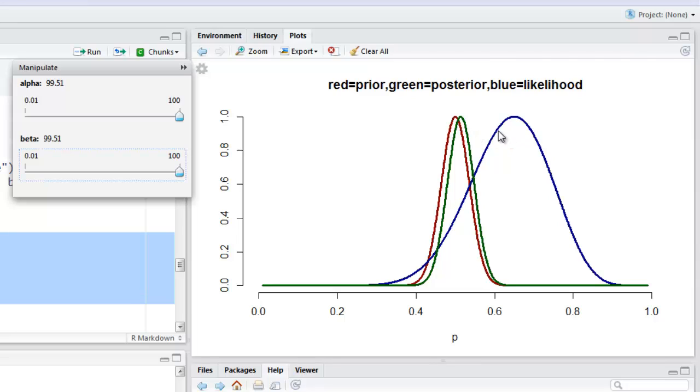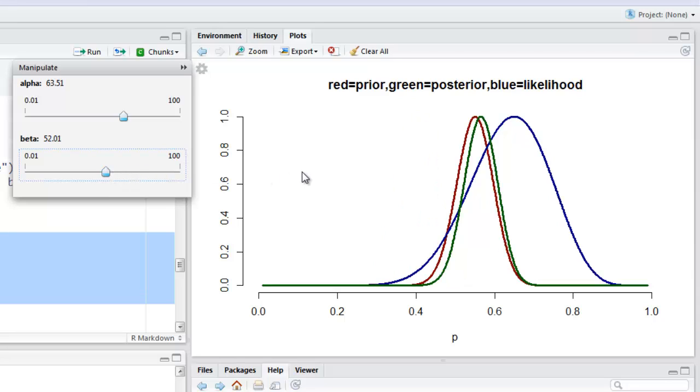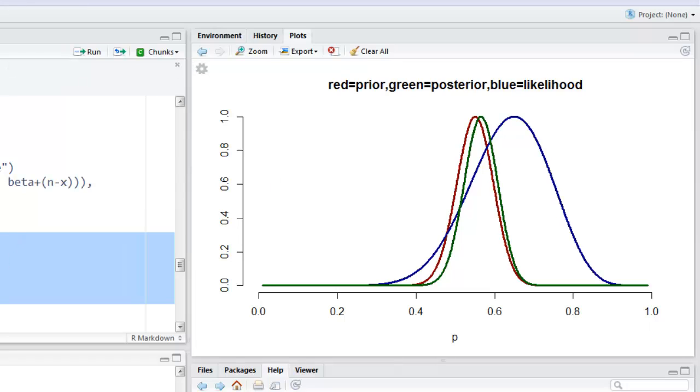So our likelihood, which is blue, says maybe not, maybe it's more like 0.65. But because we're so certain in our prior, our posterior just sticks right around our prior. So anyway, that's how it works. Play around with the manipulate function. I love the manipulate function for stuff like this. Play around with it and see how your prior and your likelihood combine together to create your posterior.